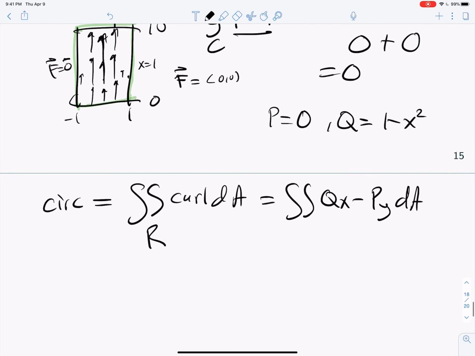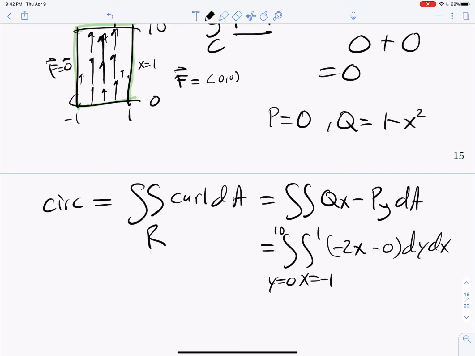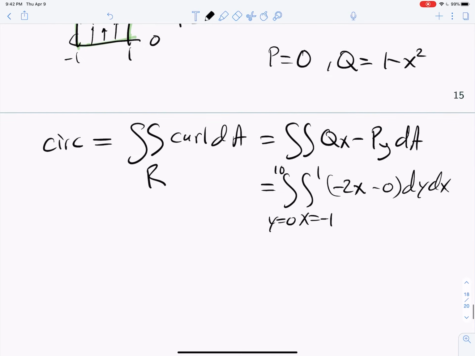Okay, so QX would be negative 2x. PY would be 0. We'll go dy dx, and I think we can integrate the x's from negative 1 to 1, and the y's from 0 to 10. That's the region. And then we just do this integral. 0 to 10, negative 2x, that's going to give us negative x squared, evaluated from negative 1 to 1.